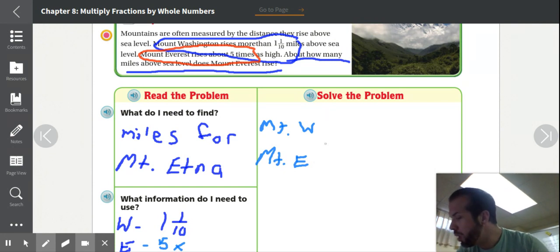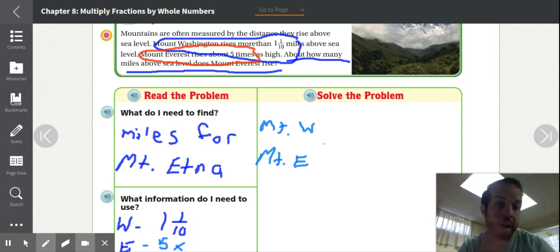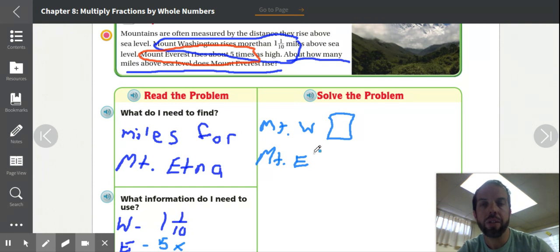So for the smallest mountain, whatever the smallest thing is you're comparing, last one was the Grand Canyon, that one's getting 1 box. So which one's bigger, Mount Washington or Mount Everest? Well, Mount Everest says it's 5 times higher, so Mount Everest is going to be the bigger one. So Mount Washington is getting 1 box. Mount Everest is going to get 5 boxes.